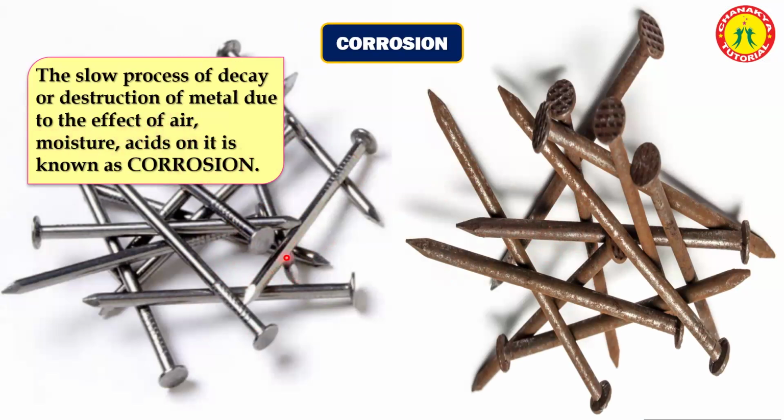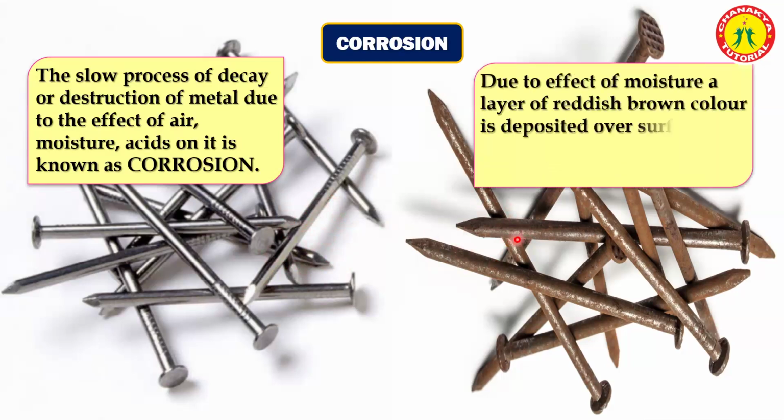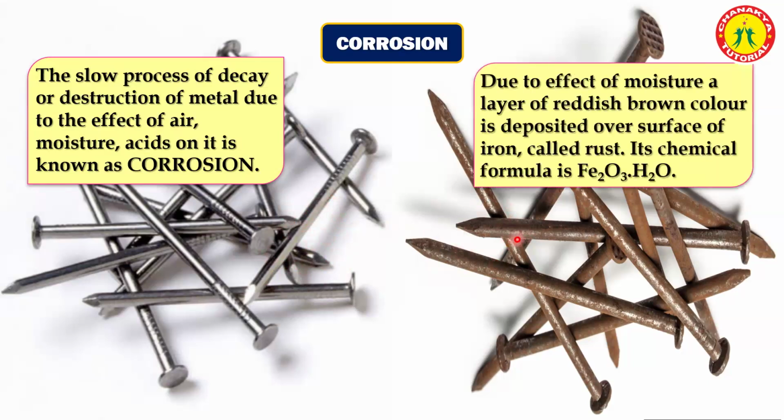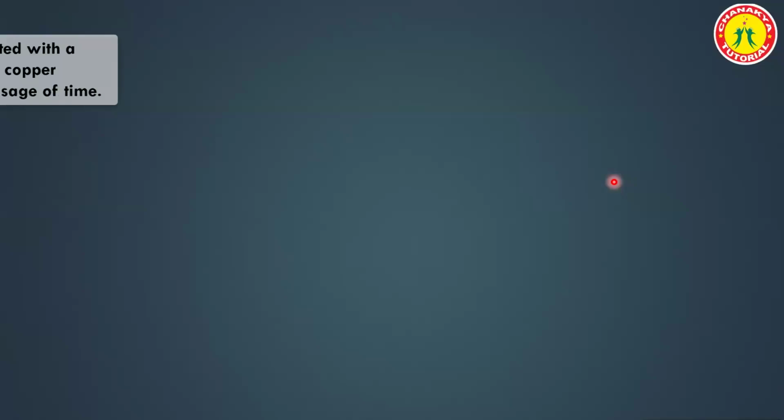These nails, when exposed to the atmosphere, which contains air, moisture, acids, all act upon the nail to corrode it and turn it into this. So the effect of moisture turns this nail reddish brown. This reddish brown gets deposited over these nails, and this is known as rust. That is, these nails were composed of iron, and they combined with oxygen in the air and water in the air to form this. This is rust and this is reddish brown color.